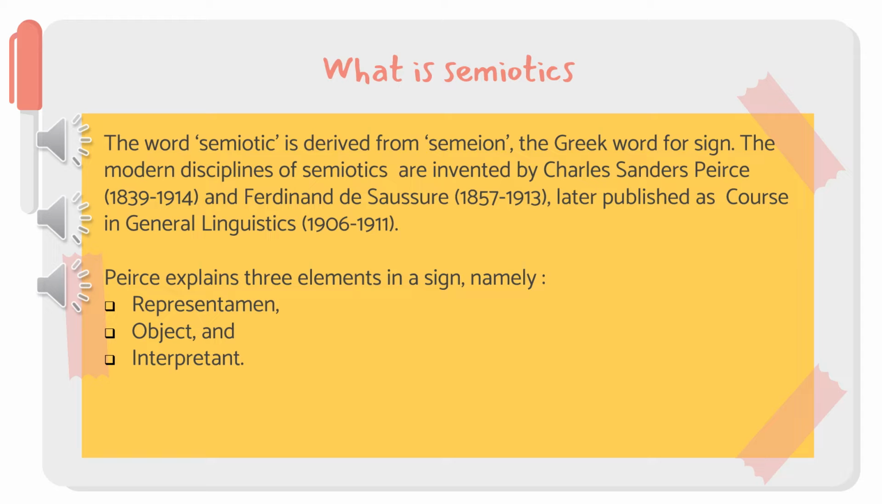What is semiotics? The word semiotic is derived from semeion, the Greek word for sign. The modern discipline of semiotics was invented by Charles Sanders Peirce and Ferdinand de Saussure, later published as Course in General Linguistics. Essentially, semiotics is the study of signs.